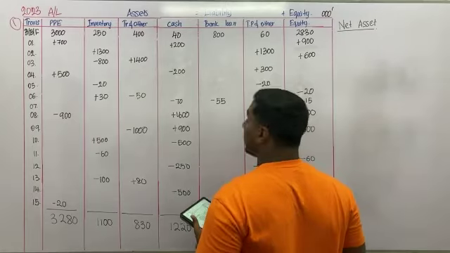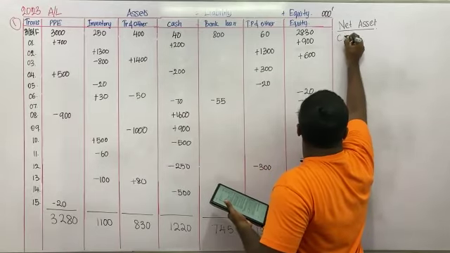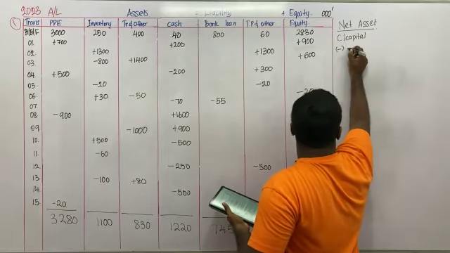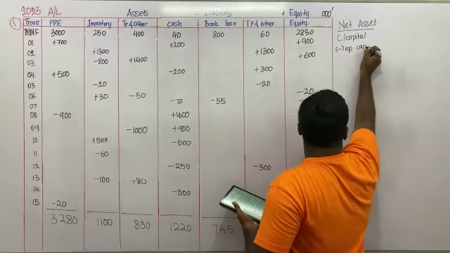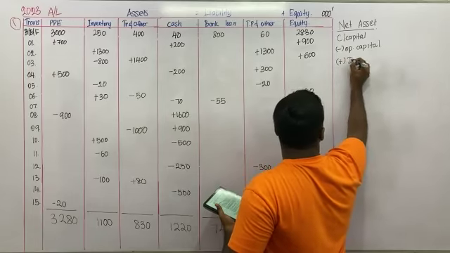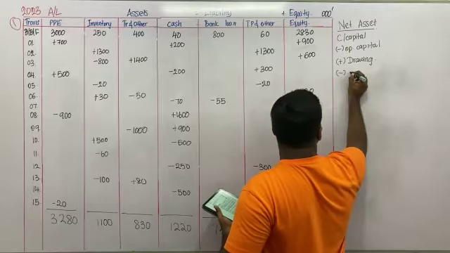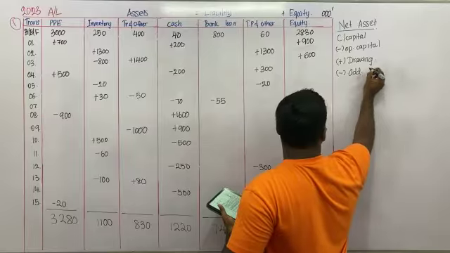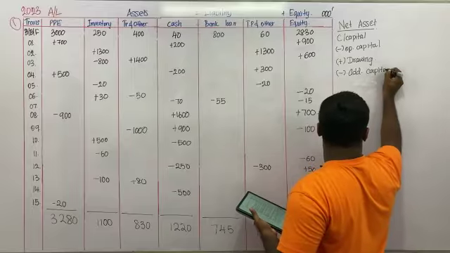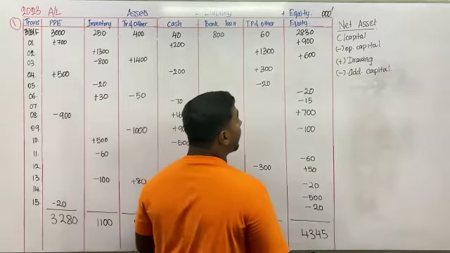So what is the equation for net asset basis? Closing capital minus opening capital plus drawings minus additional capital. This is the equation.